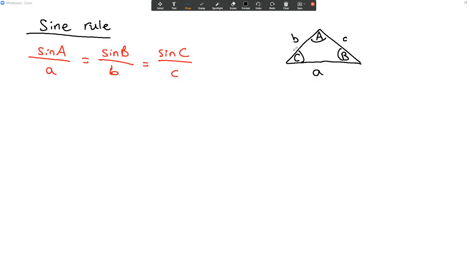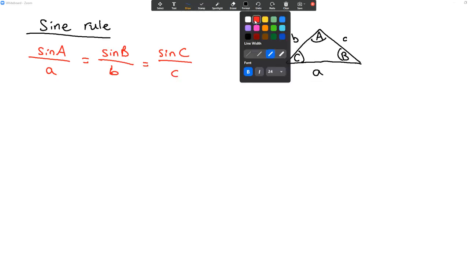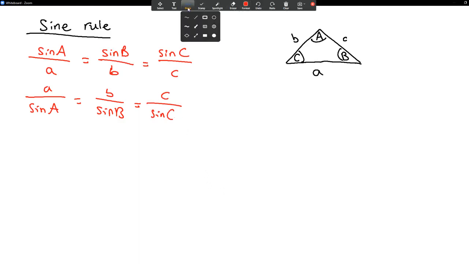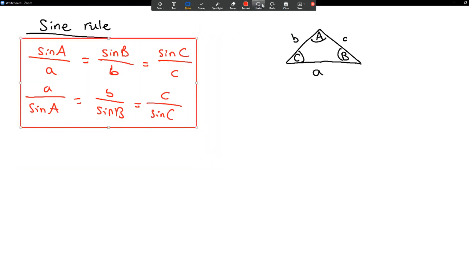Another way of writing this is we can flip all of them, so we get a over sine A equals b over sine B equals c over sine C. Now you might be wondering what these letters mean. Well, if we get a triangle, remember it doesn't have to be right-angled now. If we take a side, it doesn't matter which order these sides are labeled, a, b, and c, it doesn't matter which way around they go.